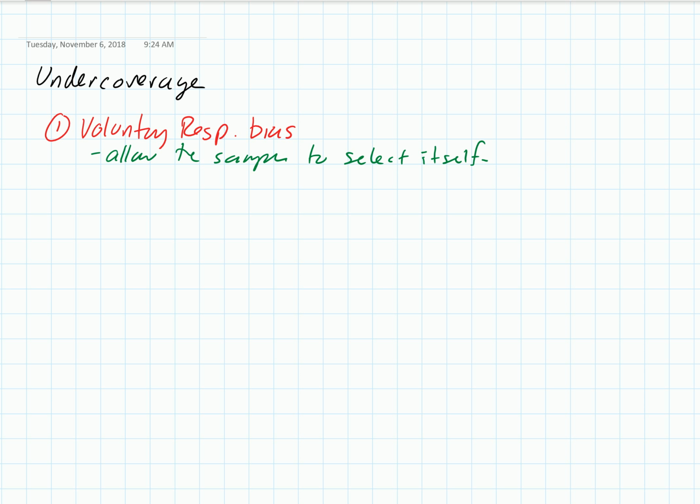We compare that to a non-response bias, and there's a little bit of confusion among students as to what the difference here is. Both of these biases are going to result in an undercoverage, but the difference in a non-response bias is I did not allow the sample to select itself. I selected a sample at random, but only certain people showed up.